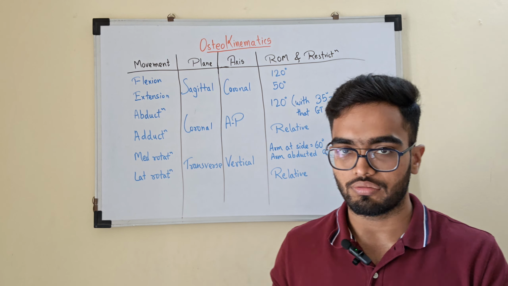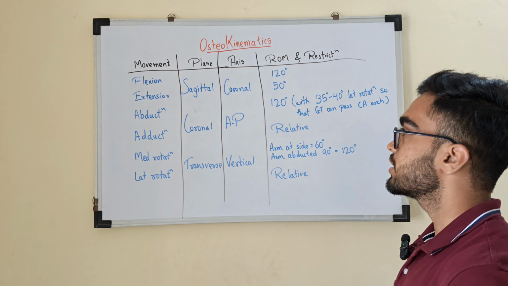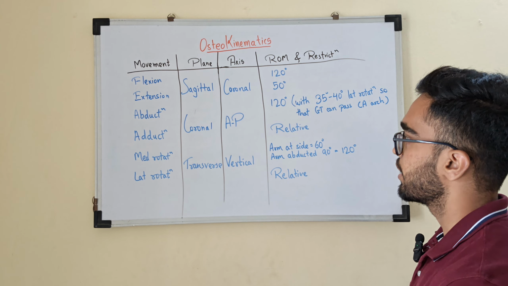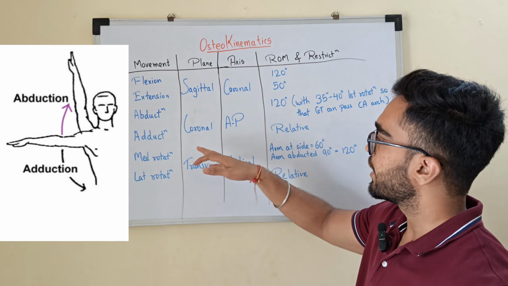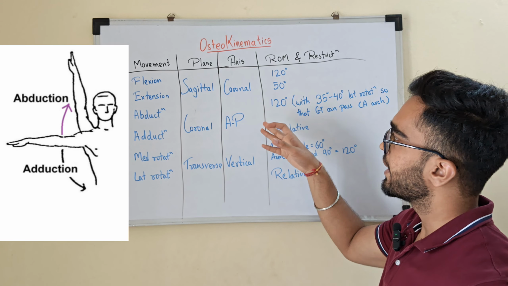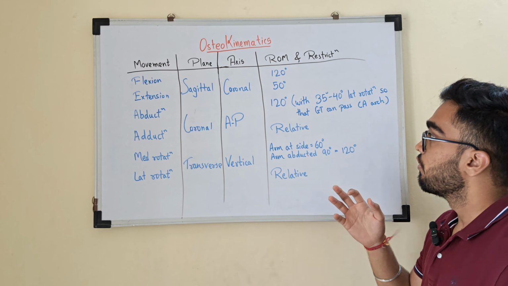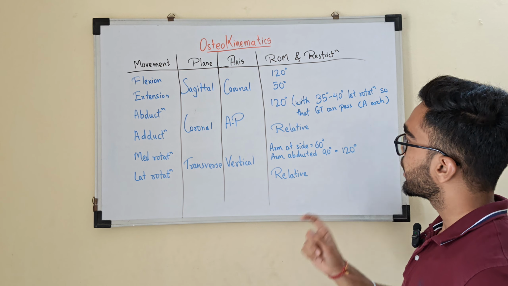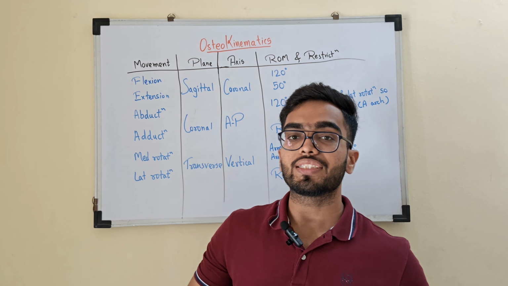The next movement is extension, which also occurs in the sagittal plane and coronal axis, and its range is 50 degree. The next movement is abduction and adduction. Both occur in coronal plane and anterior-posterior axis. The range of abduction is 120 degree with 35 to 40 degree lateral rotation, so that the greater tubercle can pass the coracoacromial arch. So what does this mean?